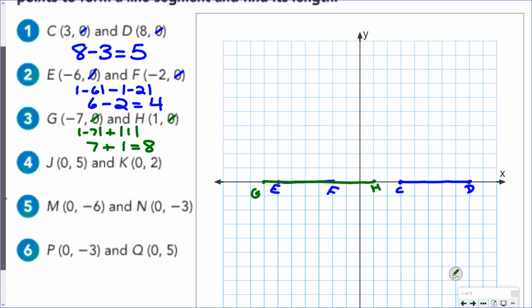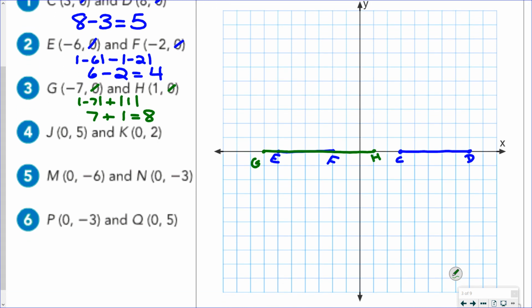For number 4, I go up 5 from the origin for J. And then I go up 2 from the origin for K. I connect. The x coordinates are the same, so I ignore those. The y coordinates have the same sign and they're positive, so I can just go straight to subtraction. 5 minus 2 is 3.